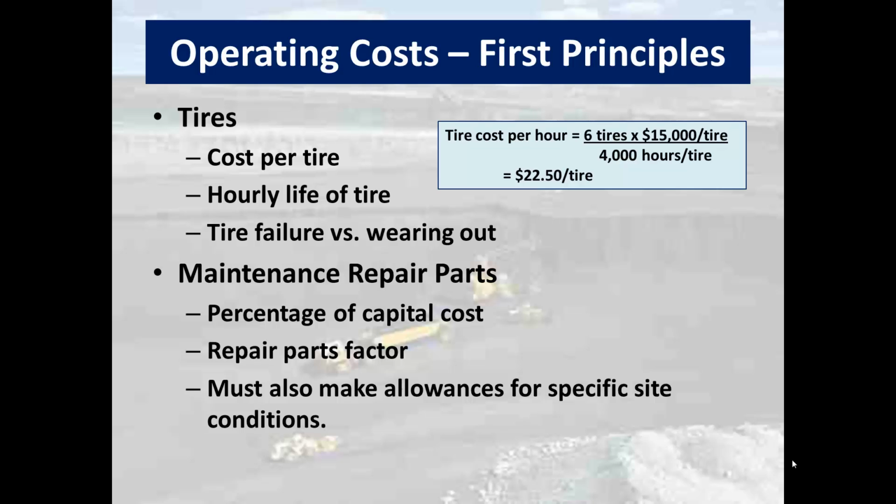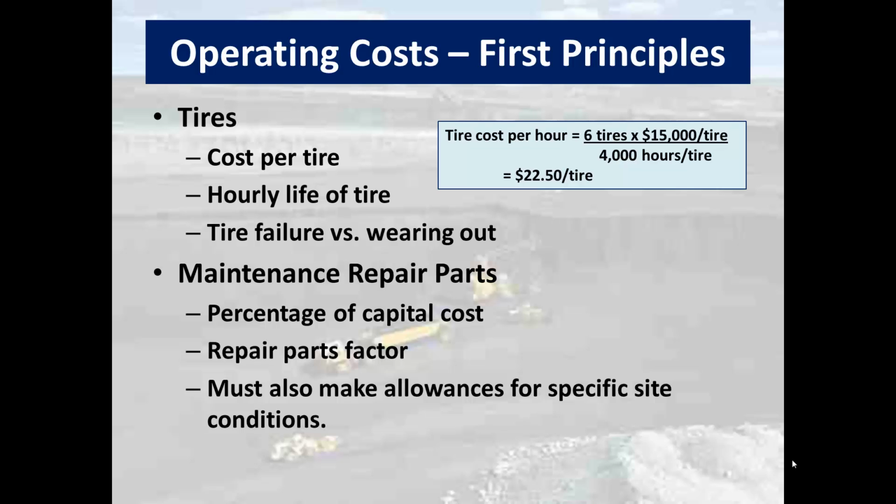Tire costs apply to rubber-tired equipment such as trucks, front-end loaders, rubber-tired dozers, graders, and light vehicles. Tire costs are obtained by the total cost of the tire multiplied by the number of tires and divided by the hourly life. Tire manufacturers provide the guidelines for calculating hourly life. The example on this slide comes from page 114, example 8.4.